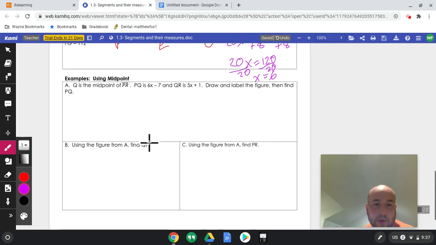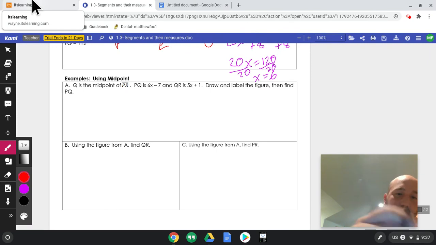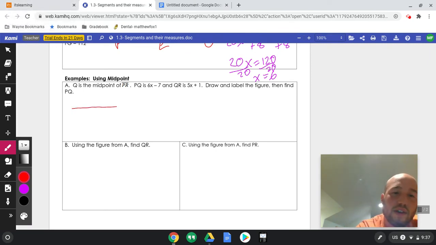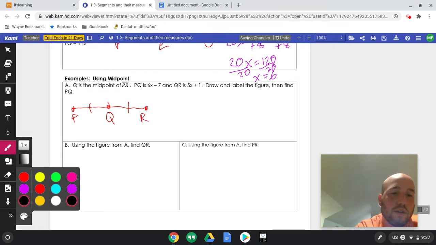Now, our final thing we want to talk about is using the midpoint. Okay? So Q is the midpoint of PR. So let's start by drawing a picture here. And if Q is the midpoint, we know it is exactly in the middle. That means that on each side, the distance is the same. So I can put these marks to show they are the same. And Q is in the middle between P and R. Okay, so now we need to label it.